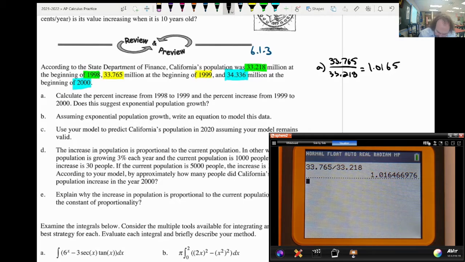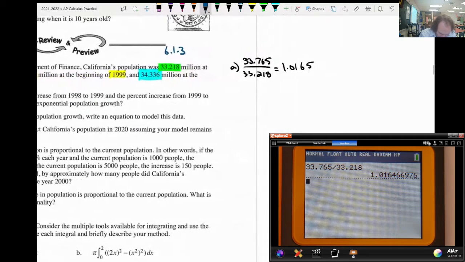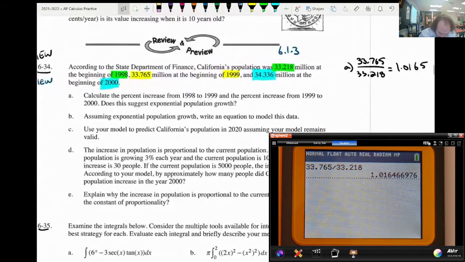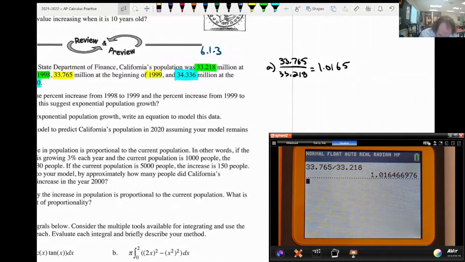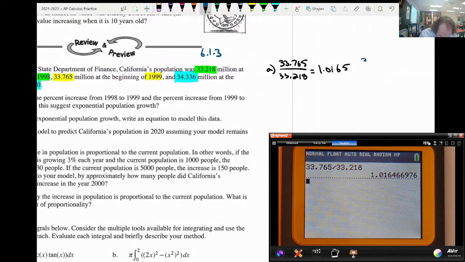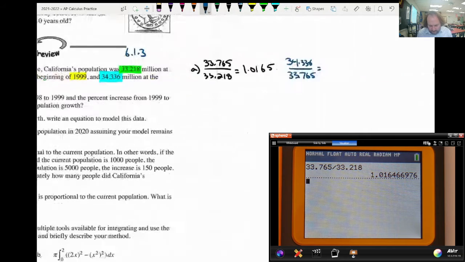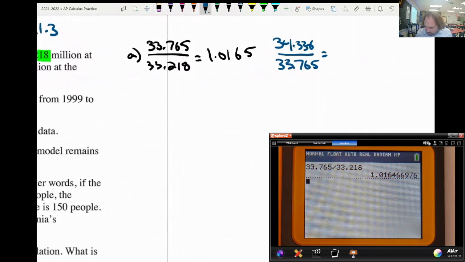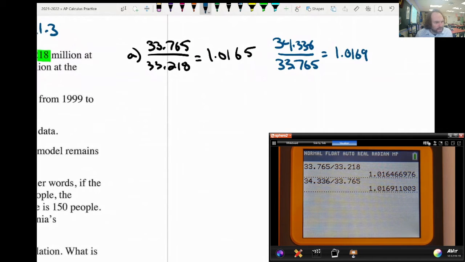And if we do the same thing with the next year, the growth from 1999 to 2000, we're going to do the same kind of problem. We'll do 34.336, and we'll divide that by 33.765. That was the change from 1999 to 2000, so 34.336 divided by 33.765, and we get about the same thing, 1.0169. With very small difference, we get pretty much the same answer there.